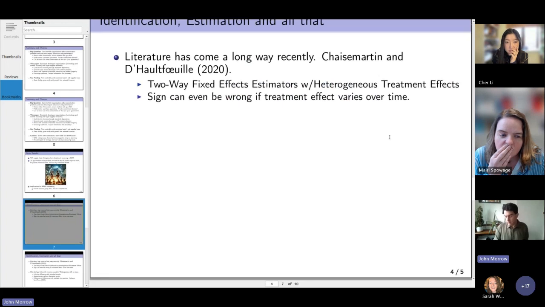Identification: the literature on treatment effects like this has come a long way. There are a couple of papers, Chaisemartin and D'Haultfœuille, I can never quite say that right, that you could run your same estimations with. Basically, the idea of these papers is that over time, these treatment effects might be heterogeneous, so they have ways to correct for that.